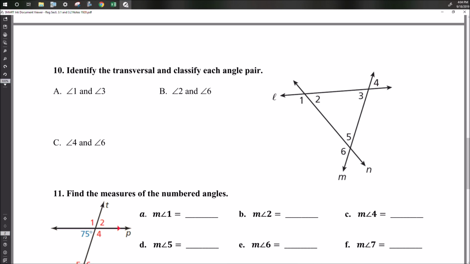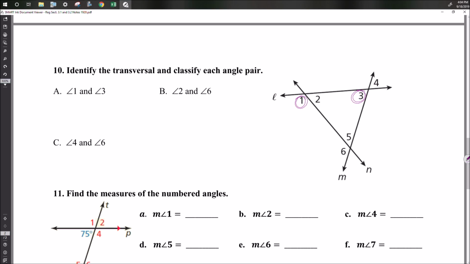Okay, so what we need to do on the back is identify the transversal and classify each angle pair. So what I'm going to do is circle the angles and then try to figure out what the transversal is, and then figure out what the angles really are. So for 10A, I have angle 1 and angle 3. Here's angle 1, here's angle 3.